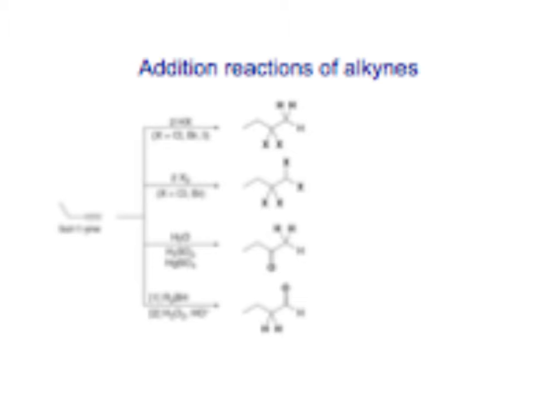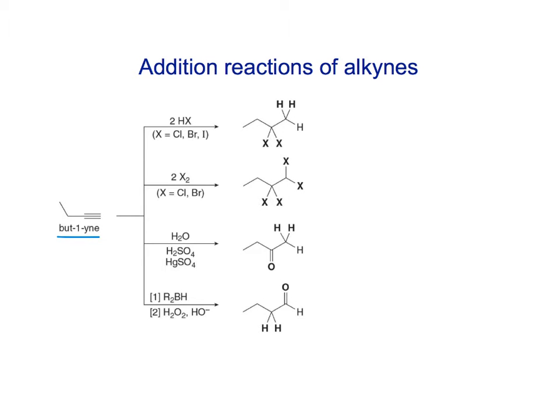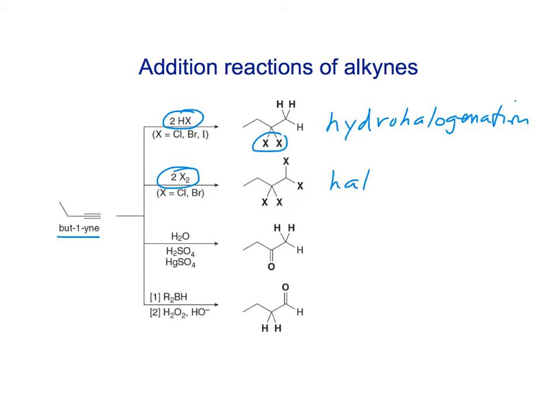Here's an overview of the reactions that we'll be taking a look at. Starting with a terminal alkyne, we can add two equivalents of HX, giving us this product here with two halogens attached to a single carbon. This is the hydrohalogenation reaction. We can also add just halogens, chlorine or bromine, to add four halogens. This is the halogenation reaction.